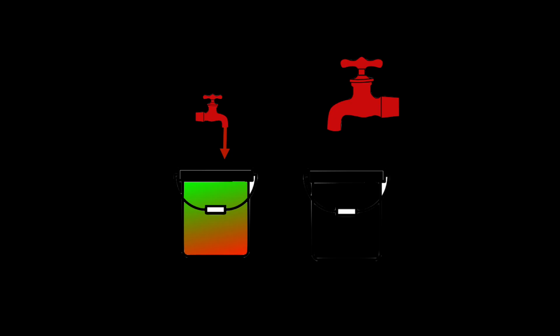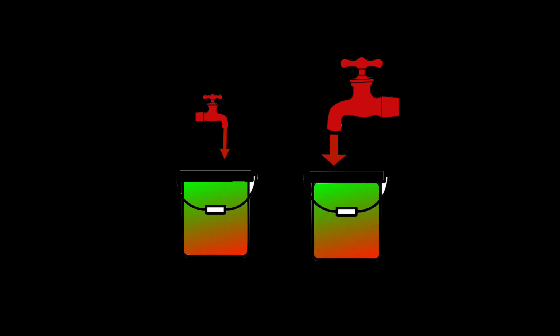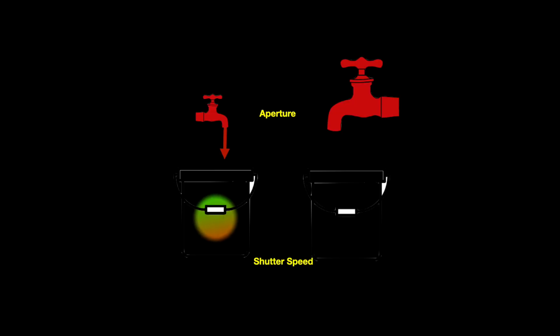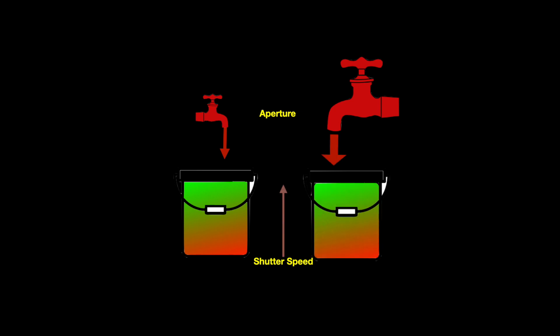Imagine you have 2 identical buckets being filled with water, one from a small tap, the other from a larger tap. The first takes much longer to fill. Now substitute water for light. The bucket is the amount of light needed for correct exposure. The tap is the aperture, and the time it takes to fill the bucket is the shutter speed.